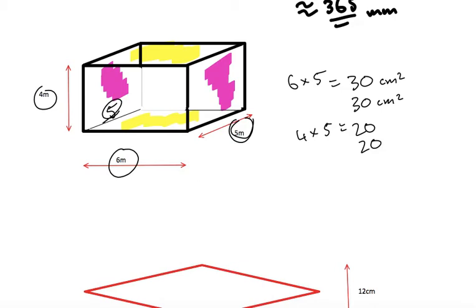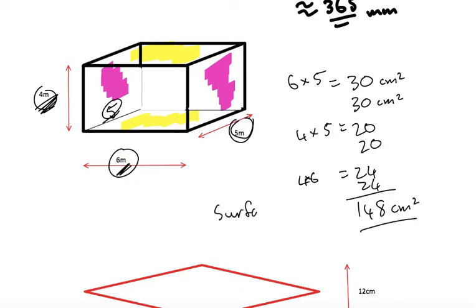And finally, the front end, which is going to be 4 by 6. And 4 by 6 is 24. Another 24 because you've got the front and the back. Add all those up. So we got 30, 60, 80, 100, 124, 148 centimeters squared. So that's the surface area because we have 6 surfaces to find the area of.